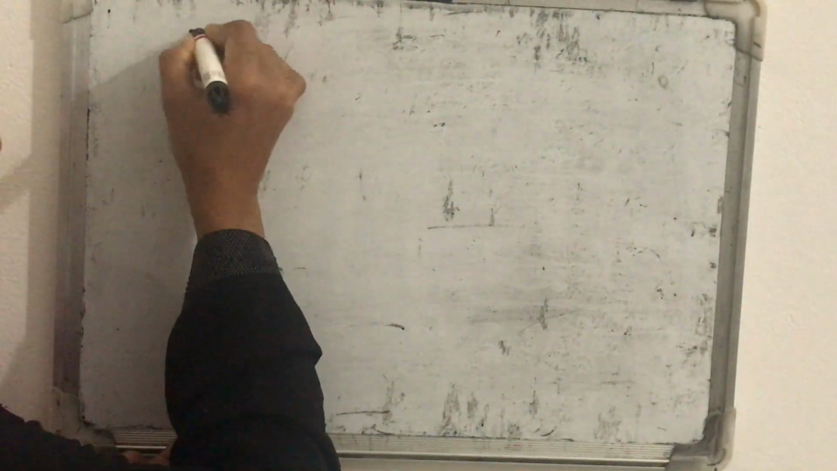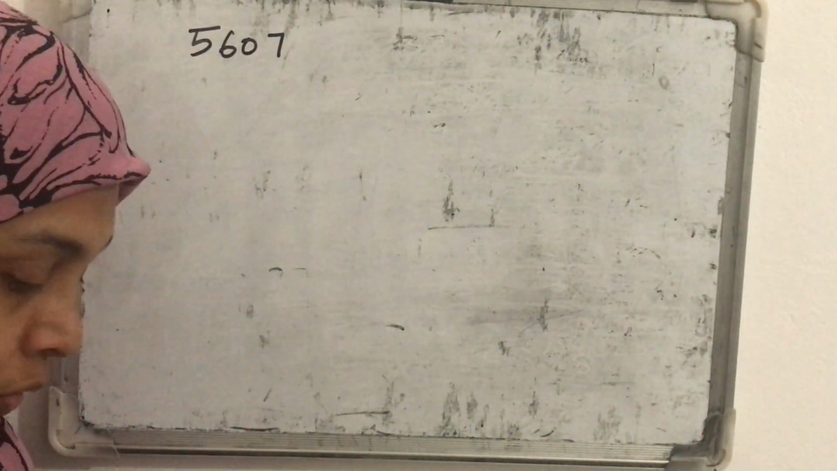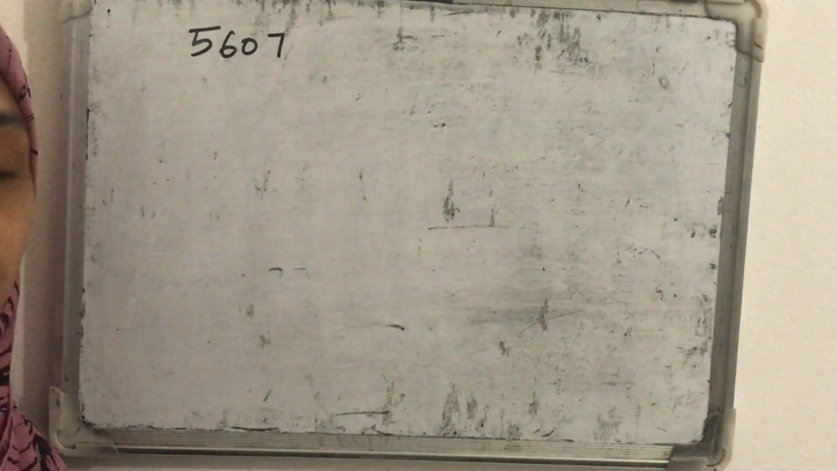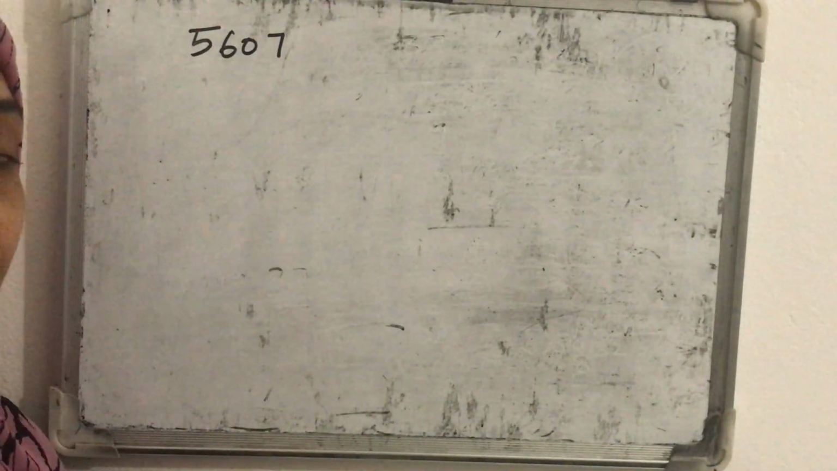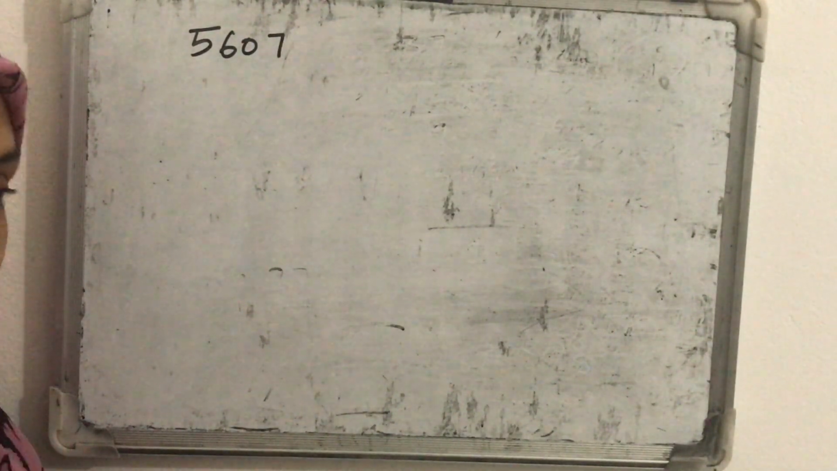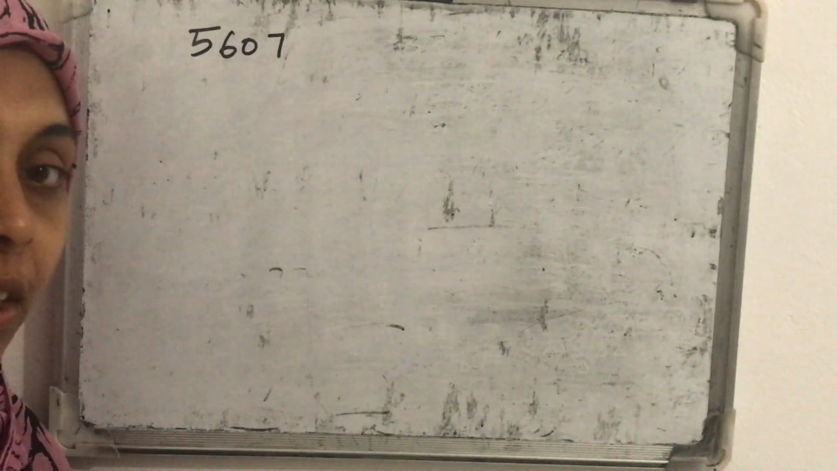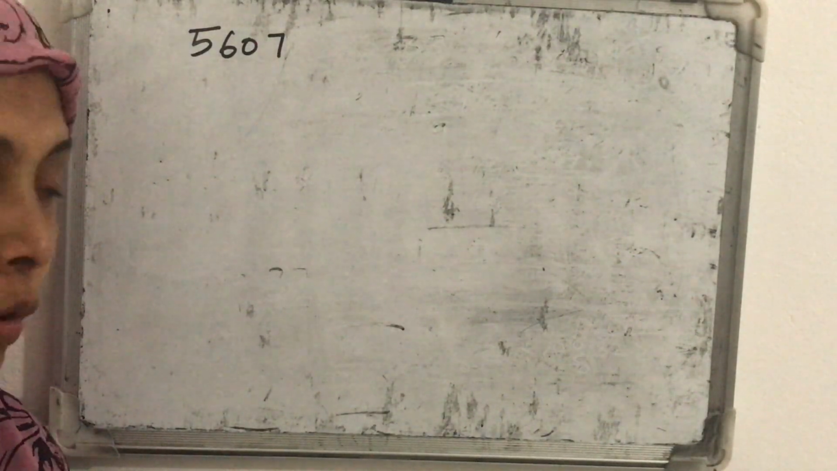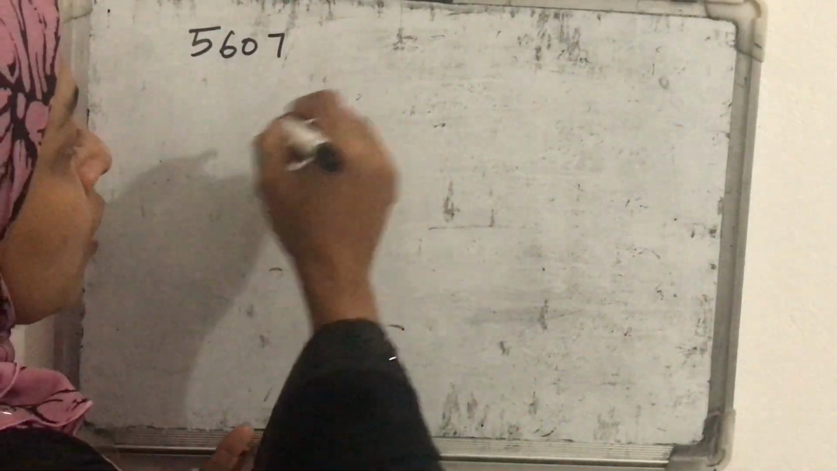The given number is 5607, which is not a perfect square, and we want to find which number to subtract from this 5607 to get a perfect square. That is the question. If the question is subtraction or addition, then we find it using the long division method. If the question is multiplication or division, in that case we use which method for finding the square root? Prime factorization method. Here it is subtraction, so we can use the long division method.